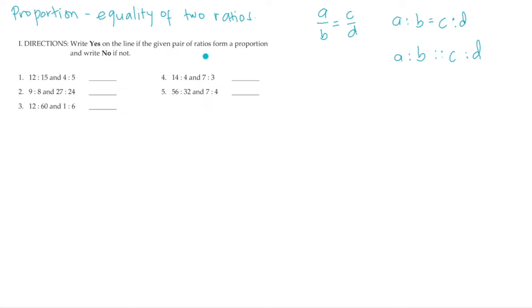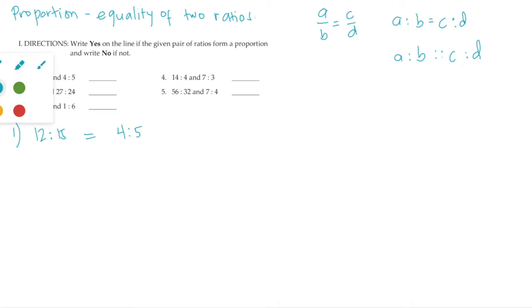Now, let's have this example. In these items, we are going to identify ano ba yung mga proportion and ano yung mga hindi. Let's try to answer number 1. We have 12 is to 15 and 4 is to 5. Una, kailangan nating alamin kung ano ba yung extremes and means dito sa set of ratios na to. Let's say, ang gagamitin ko ay equal sign.